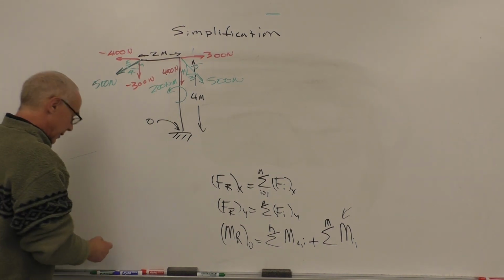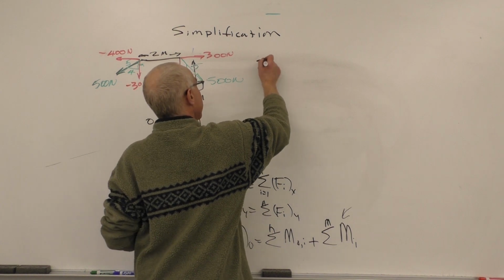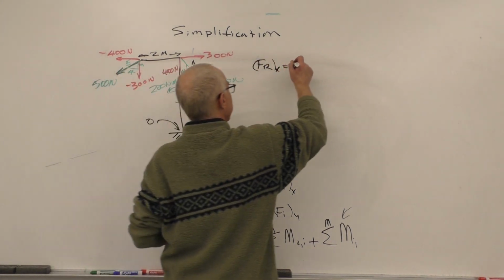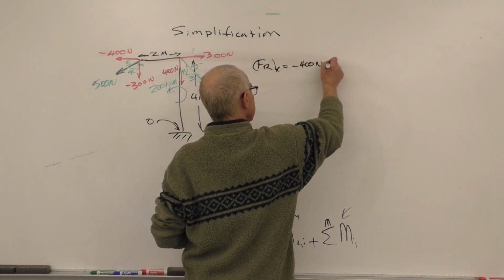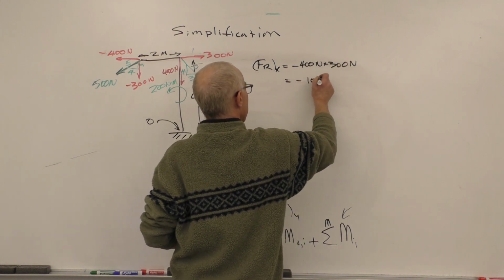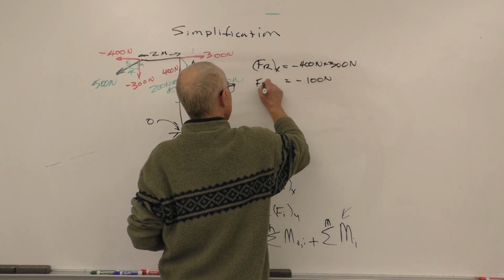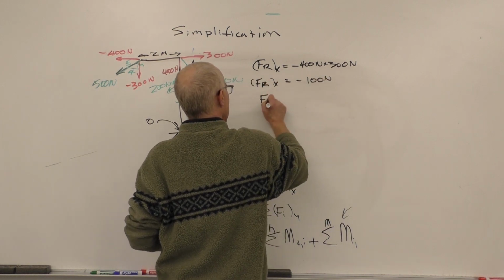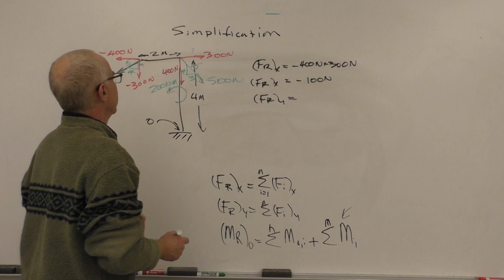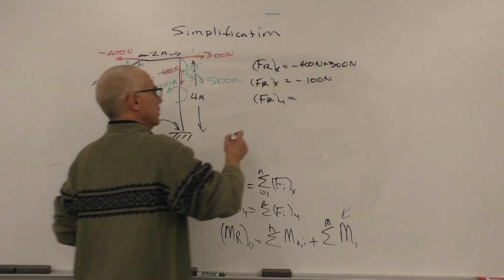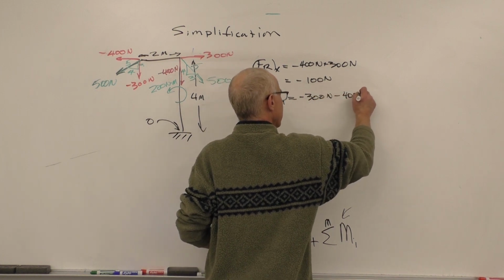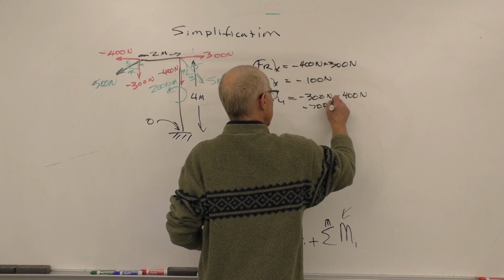All right, so let's go ahead and do this. So we end up with F_R x equals negative 400 plus 300, equals negative 100 Newtons. All right, F_R y equals negative 300, negative 400. That'd be a negative since it's downward. So we're going to end up with negative 300 Newtons minus 400 Newtons, negative 700 Newtons.